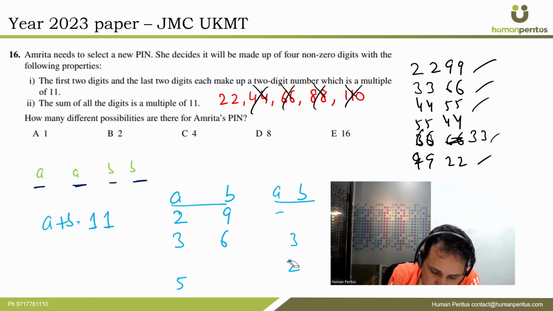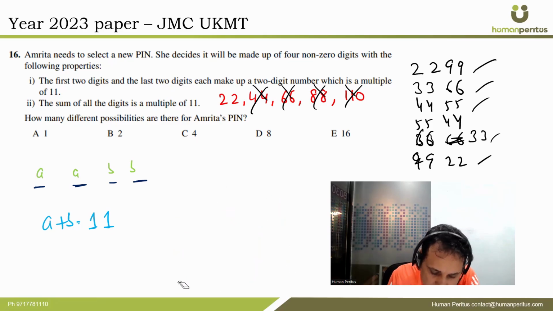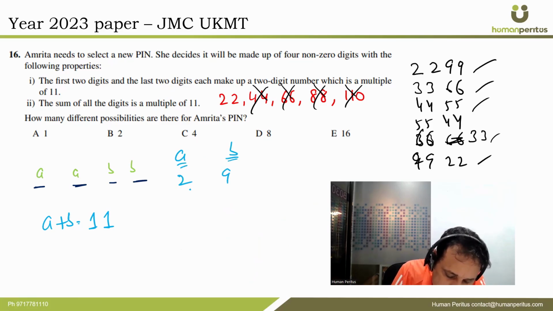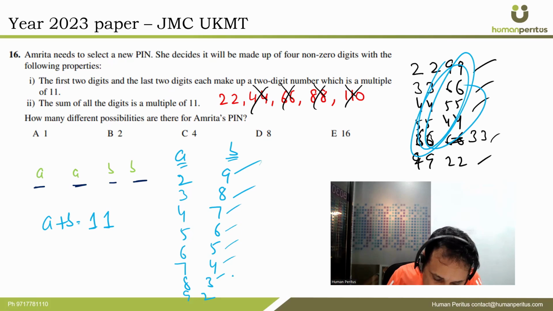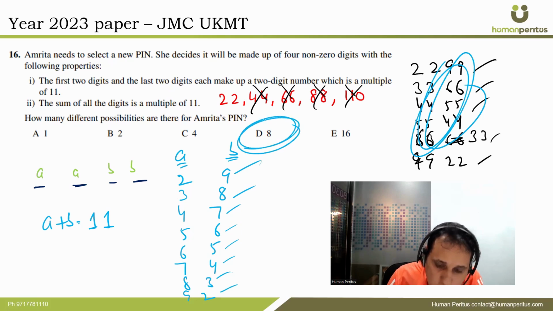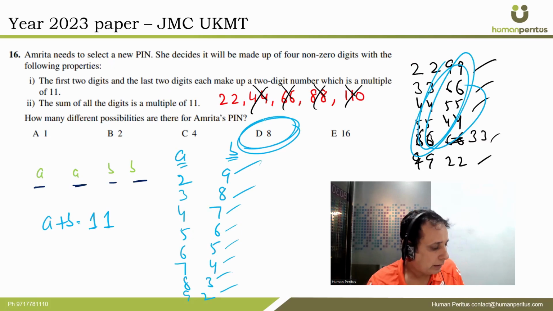I did this. A plus B has to be 11. So this can be 29, 38, 47, 56, 65, 74, 83 and 92. Now you can put up these values: 1, 2, 3, 4, 5, 6, 7, 8, and the correct answer will be option D. Option D will be the correct answer.